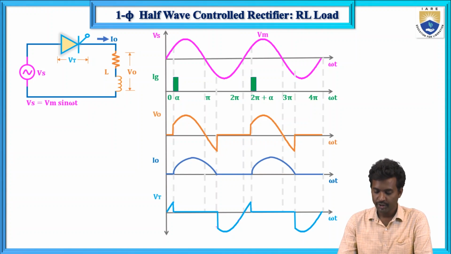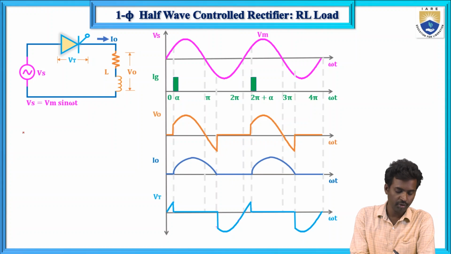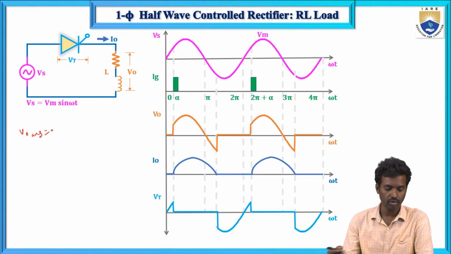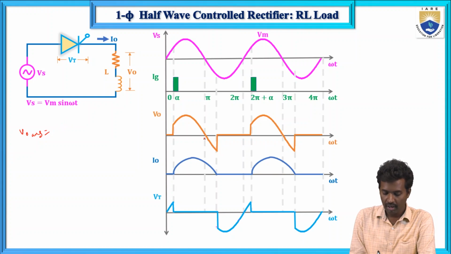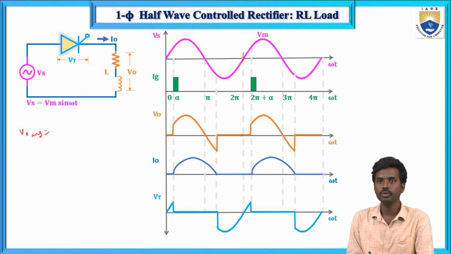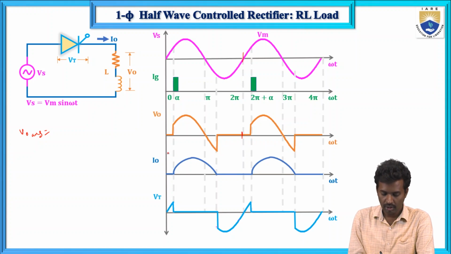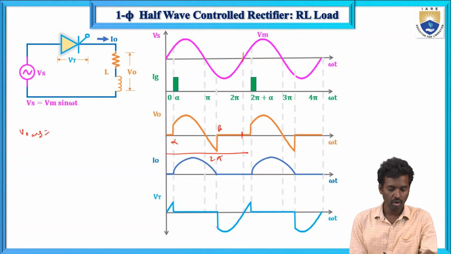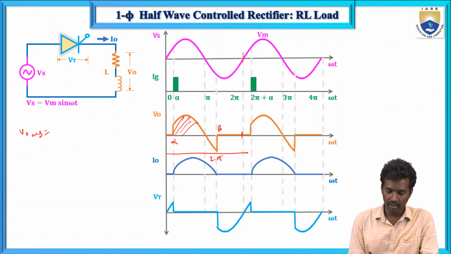Calculate the average value. How will you calculate the average value? V naught average equals to, so V naught average means over the total time period. So this is the total time period, up to here only. The total time period is 2 pi, and here it triggers at alpha and conducts up to beta. So the output average power is the area under the curve divided by the total time period.